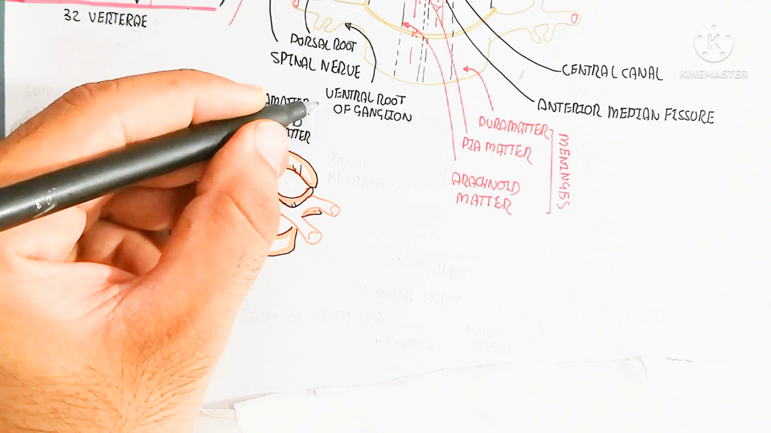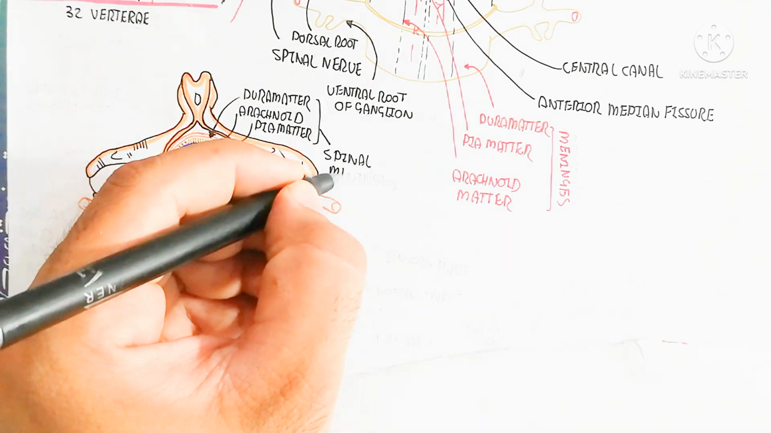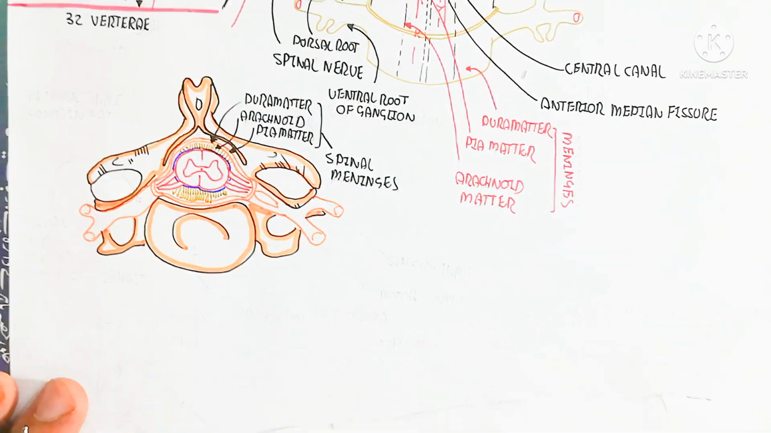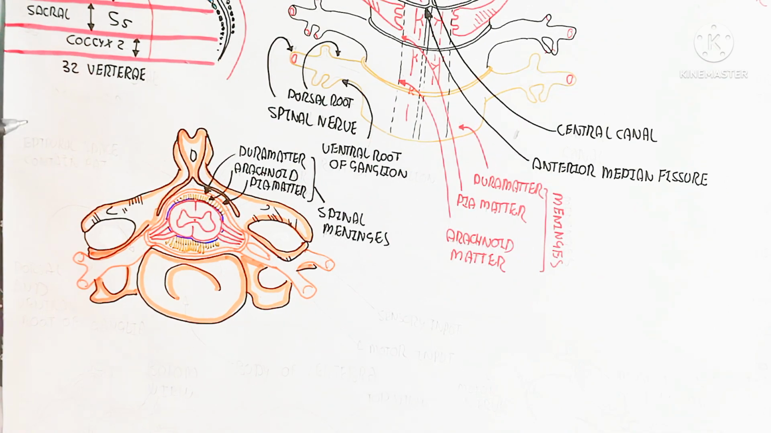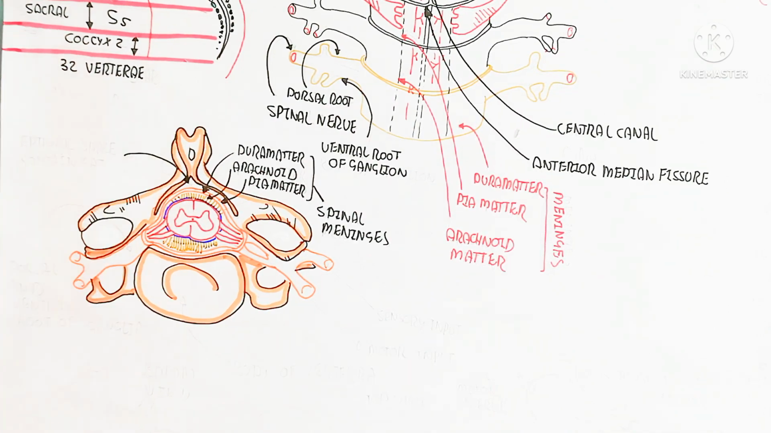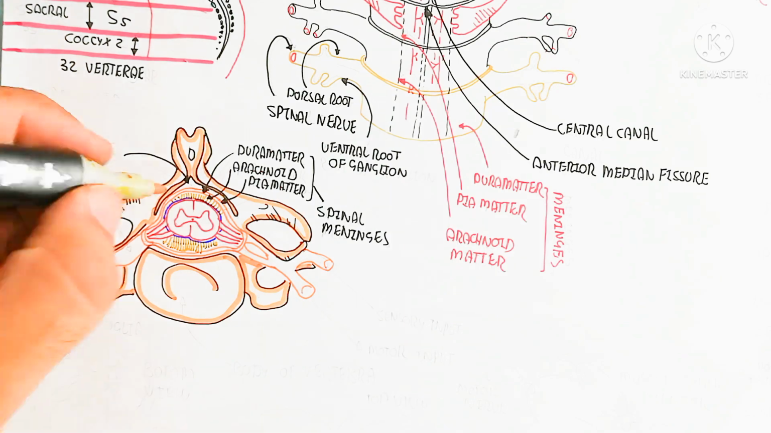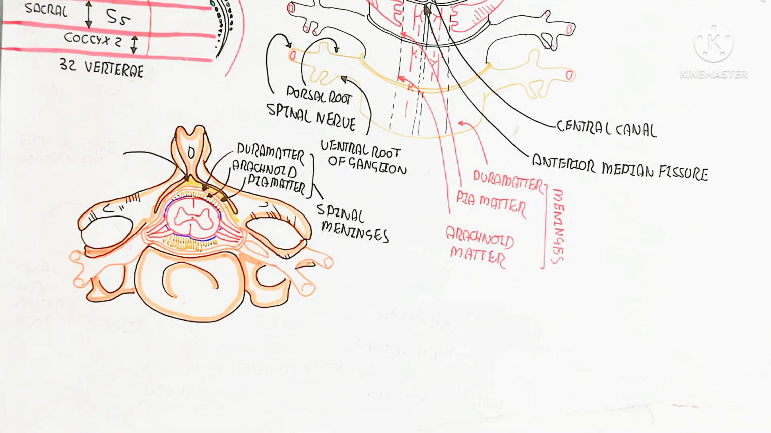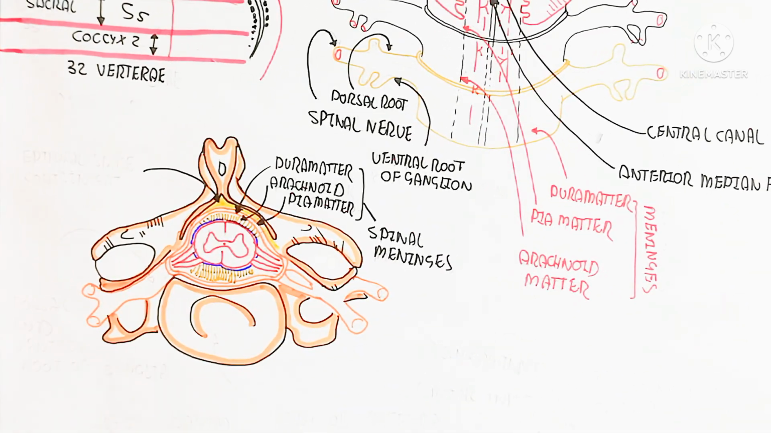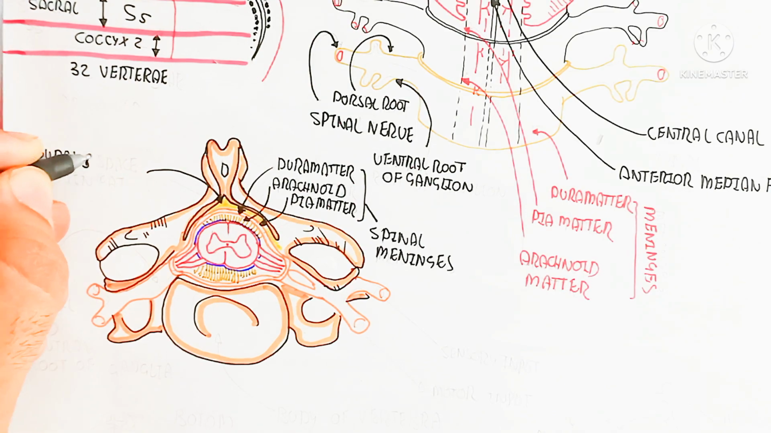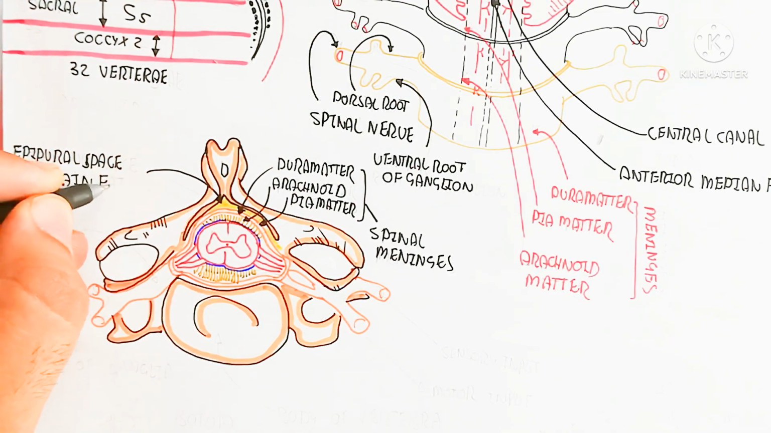The dura mater is the outermost, the arachnoid is the middle, and the pia mater is the innermost. So in this way, you can understand that the innermost is the pia mater, while the outermost is the dura mater, and the middle is the arachnoid; these are the meninges.